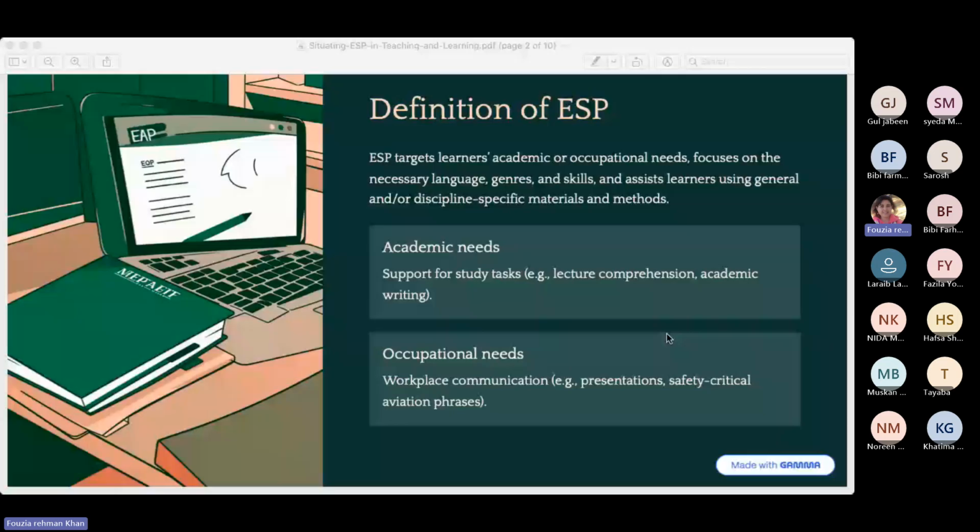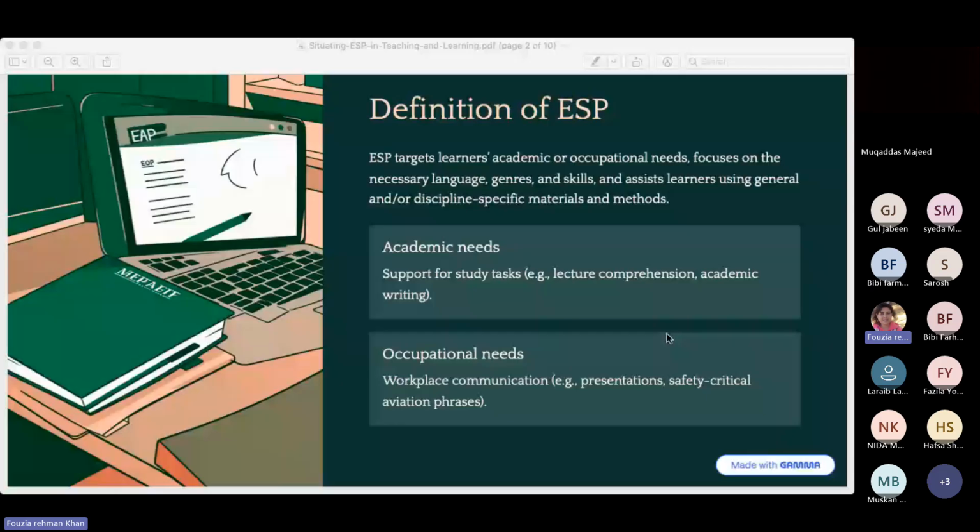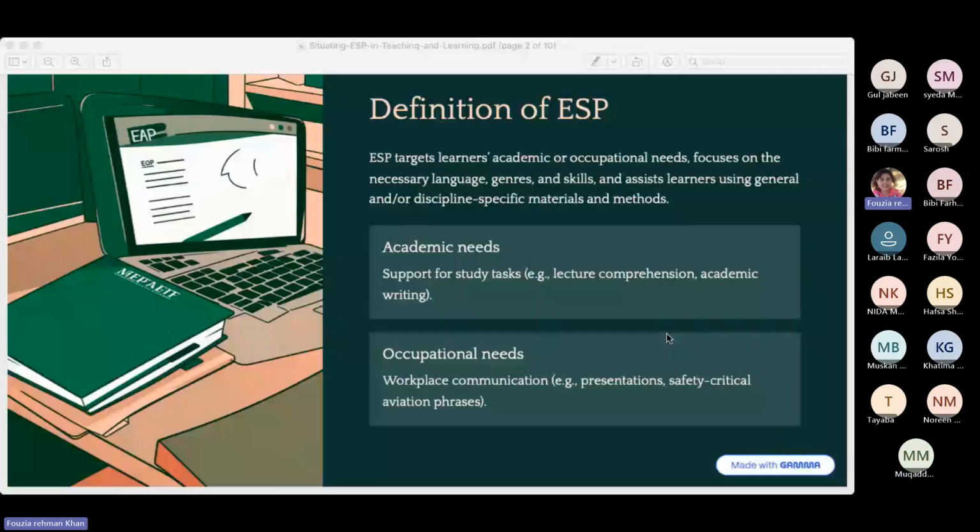Now, we'll elaborate on academic needs more, but for now, let's move to occupational needs. What are the occupational needs? Occupational needs are basically when you need to use the language, here we mean English language, at your workplace communication. And why would you need English at your workplace? Maybe you are working in a corporate or in any organization where you need to do presentations. And in many organizations, even if you are teaching somewhere, you need to do presentations off and on. Okay.